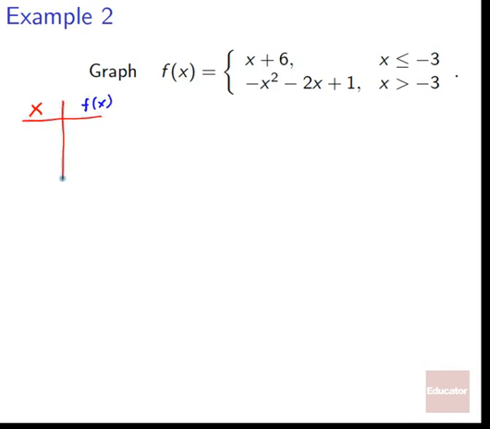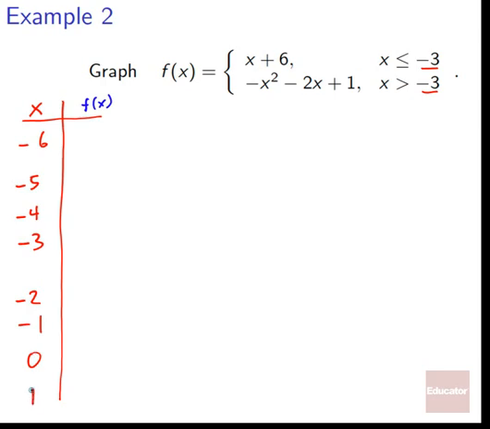So what would be a good place to start? Well, we've got negative 3 showing up here and here, so that's probably going to be the midpoint, the mid zone in our graph. So let's start by plugging in negative 3, and we'll go more negative as we go up: negative 4, negative 5, negative 6, and we'll go more positive as we go down: negative 2, negative 1, 0, 1.